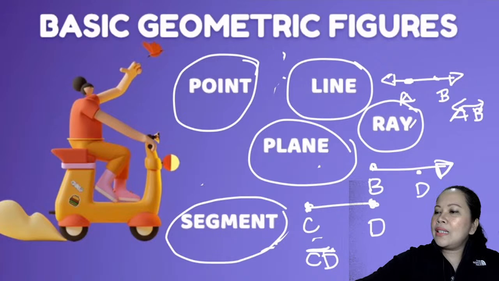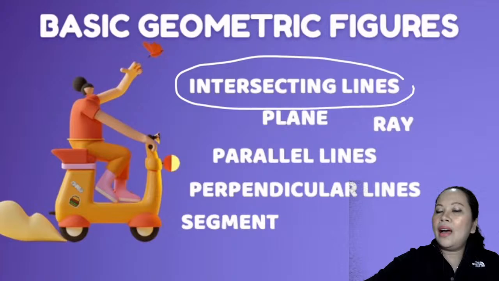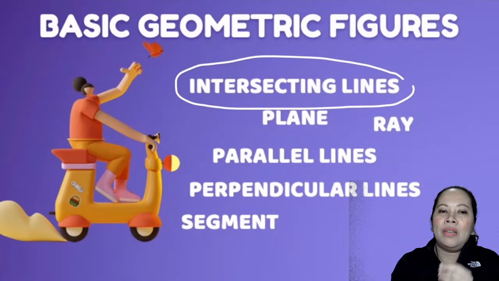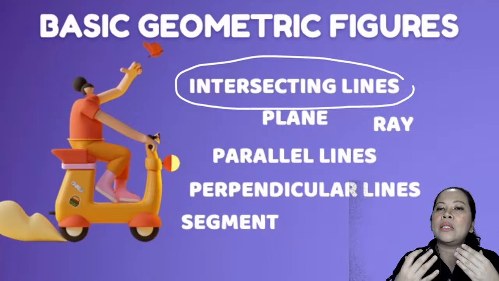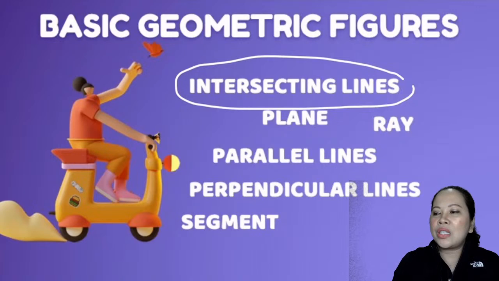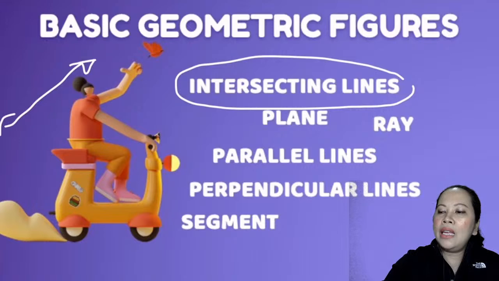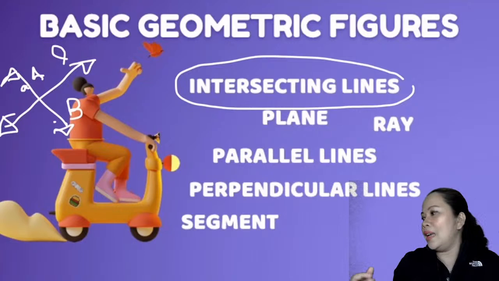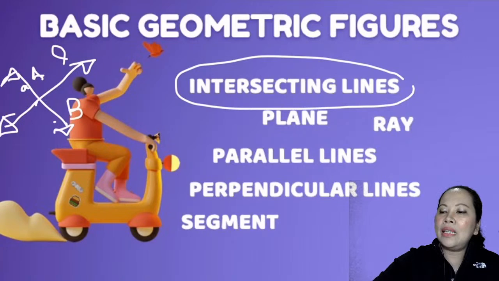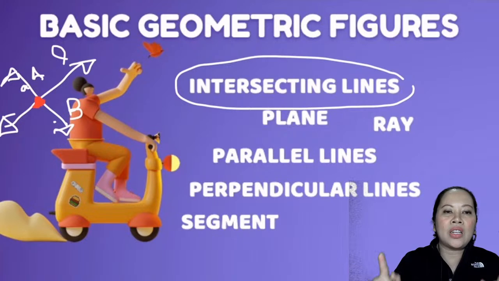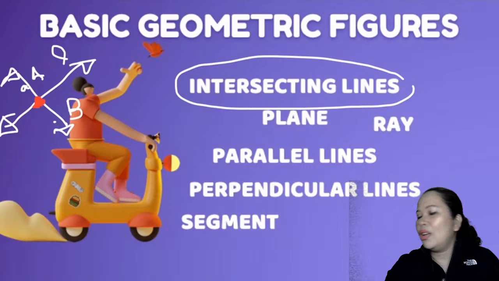The next set of geometric figures, we have intersecting lines. From the word intersecting, intersection, meaning we are trying to find the common point that is shared by two crossing figures. So if you have, let's say, line L and then line AB on one side, this is an intersecting line. Where both lines intersect is what we call our intersecting point. Okay, that's the intersection. All right, so that is intersecting lines.